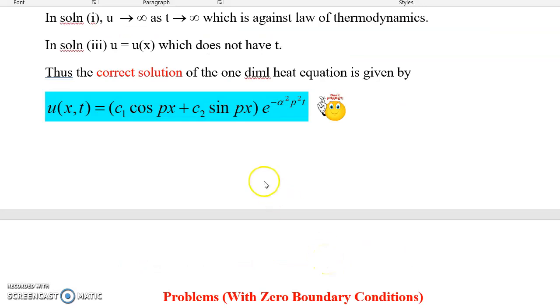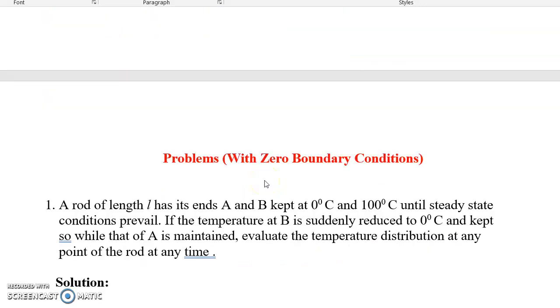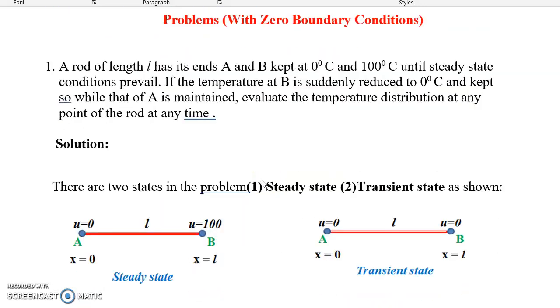Okay. Now let us proceed to solve a particular problem. So let us take this problem. A rod of length L has its ends A and B kept at 0 degrees Celsius and 100 degrees Celsius under steady state condition.